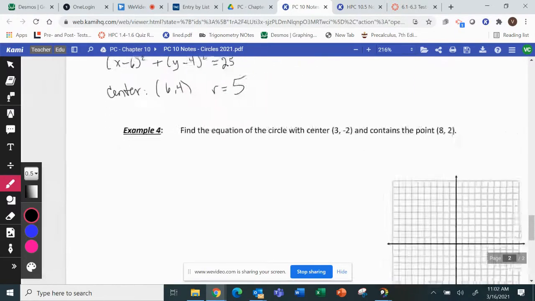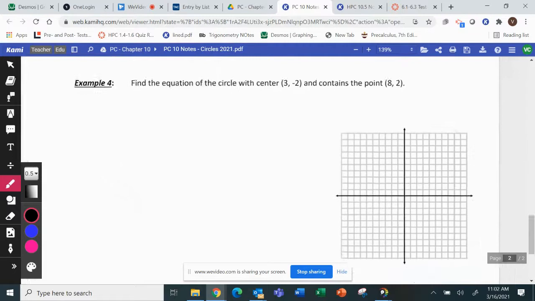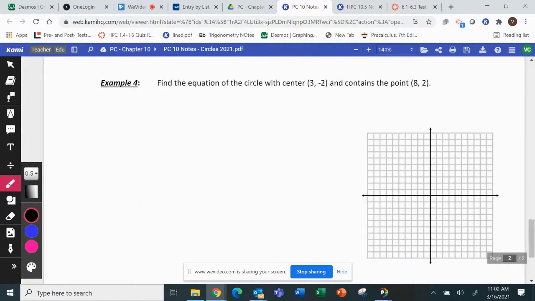All right. Example 4, find the circle with the center at (3, -2) that contains the point (8, 2). There's a graph there if you can't visualize what to do without the graph. If I don't know where to start, and I'm telling you right now, I put some questions on the assignment where you might not know where to start. So if you need a graph to get you going, get you thinking, use it.